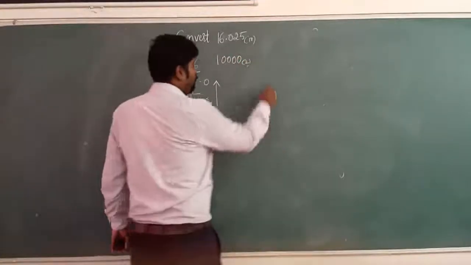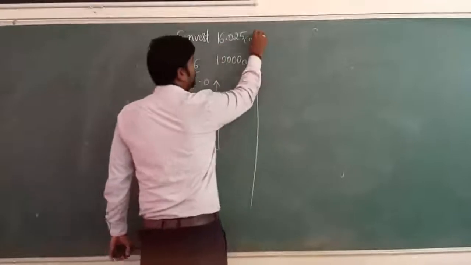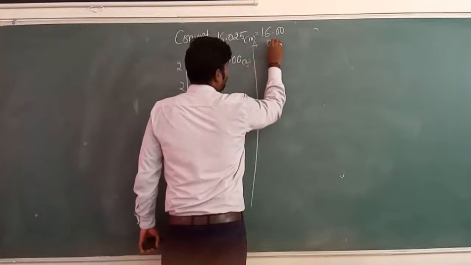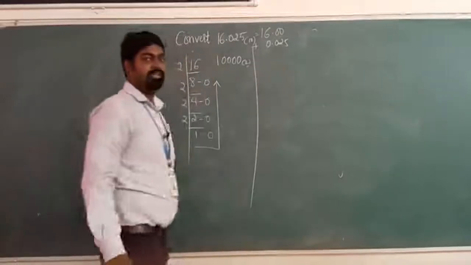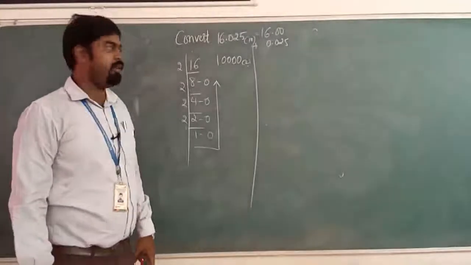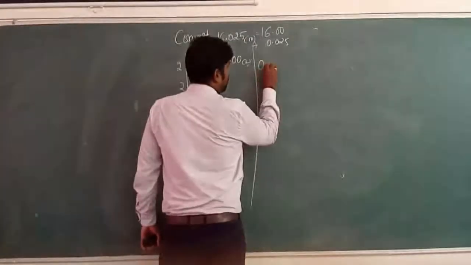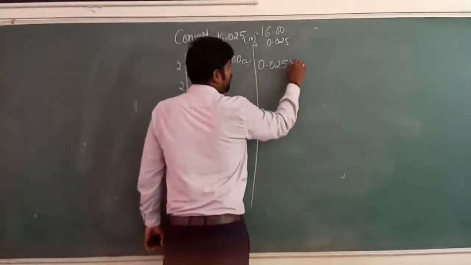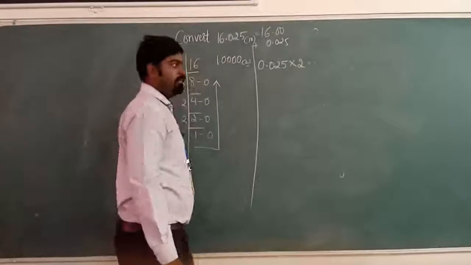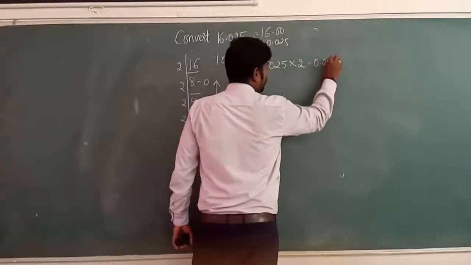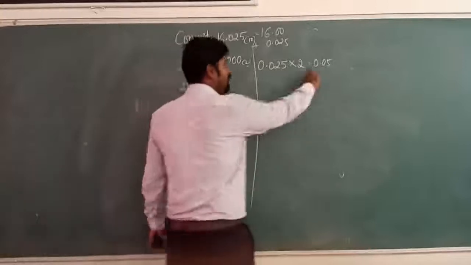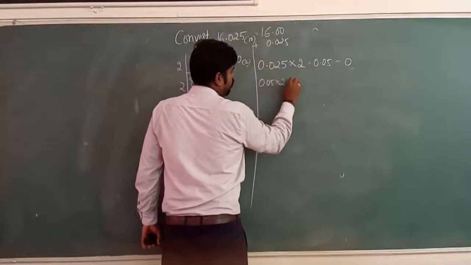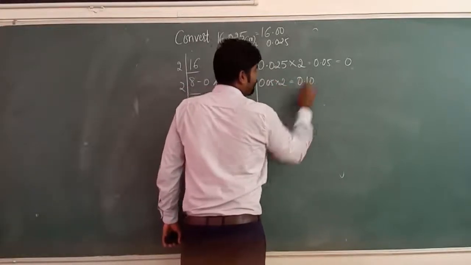Okay. Now this is nothing but 16.00 plus 0.025. Is it not? We have separated the integral part and the fractional part. Now it's time to convert the fractional part into its equivalent binary, which is 0.025 into 2. What is that? It is 0.05. What is the integral remainder? It is 0.